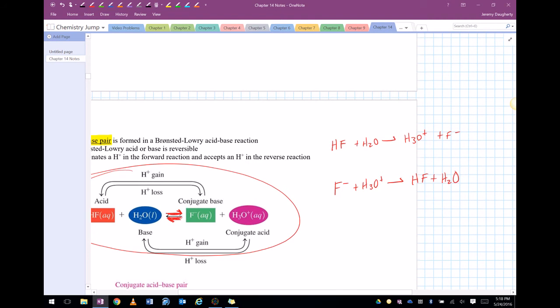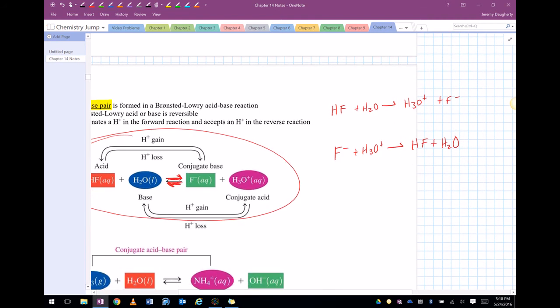So now let's identify acid and base real quick. Here's HF. HF becomes F minus, so what did it do? It gave away hydrogen ions, so HF is the acid. So hopefully water is the base. Let's see, water becomes H3O plus, it accepts a hydrogen ion, so yeah, water is the base in that case. Okay, so there's the top.